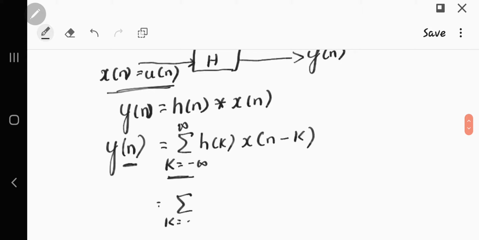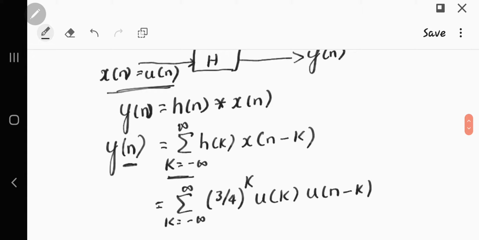k equal to minus infinity to plus infinity, (3/4)^k u[k]. So this is my h[k], and x[n minus k]. To get x[n minus k], see this x[n] is equal to u[n], just replace n with n minus k. So you will get u[n minus k]. Let me give an equation number for this for convenience.